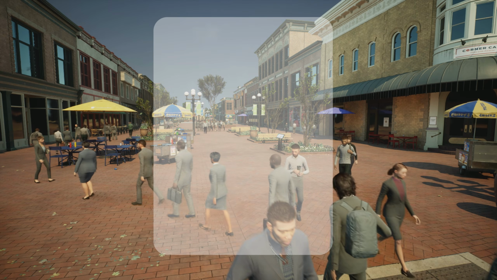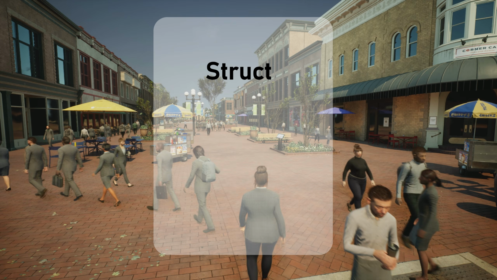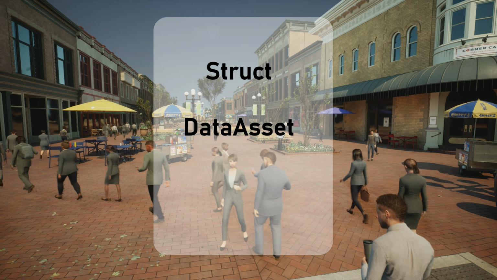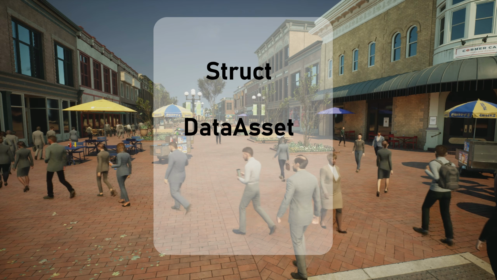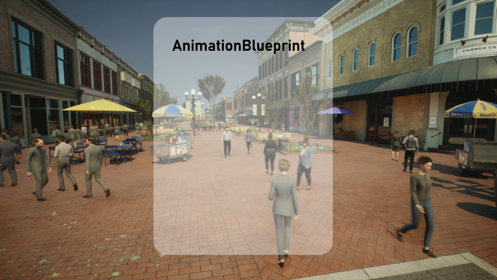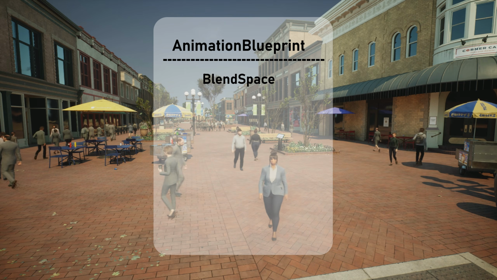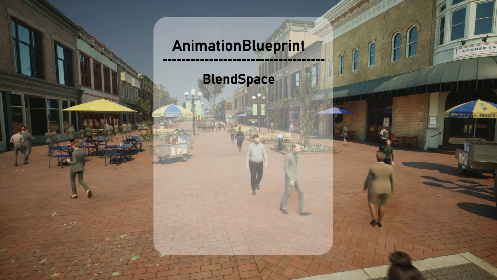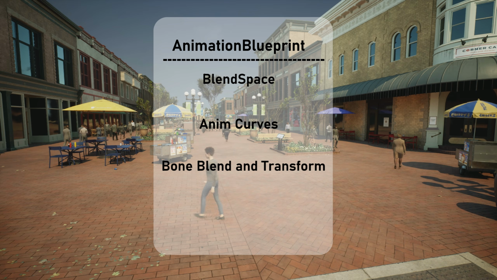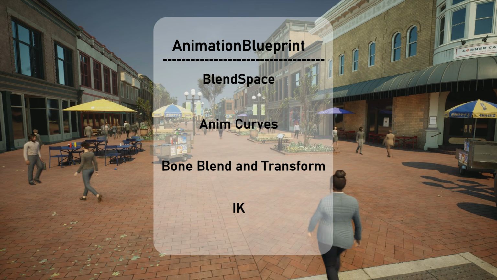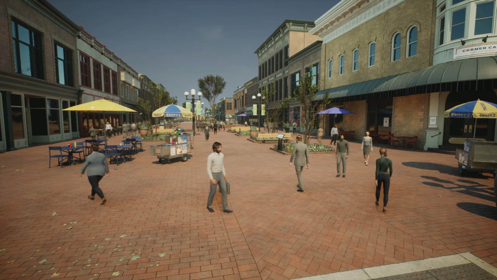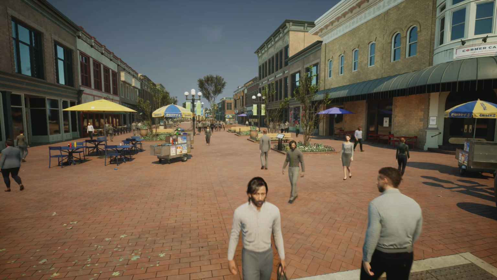We'll start by defining some structs. Then we'll be adding some references to animations in our data asset. We will be creating and implementing a blueprint interface. And lastly, we will create an animation blueprint, add a BlendSpace, and work with animation curves, do bone blending and translation, add a bit of IK before we hit play and see our characters come to life. So let's get started.